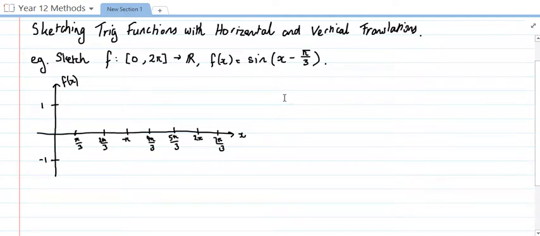Hey everyone, so this is the last exercise from chapter 6F. I'm going to go through this one in much the same way as I went through the other ones. So I'm going to start off by looking at the transformations for this function.